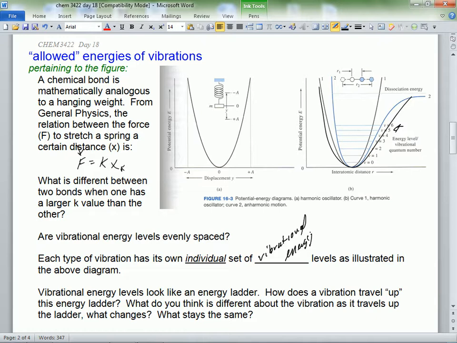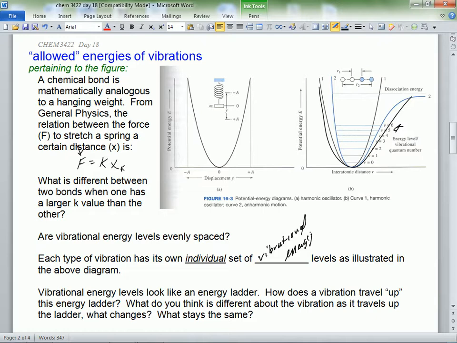Vibrational energy levels look like an energy ladder. How does a vibration travel up this energy ladder? The energy has to exactly equal what? The energy difference between the two levels, because this is energy going up.